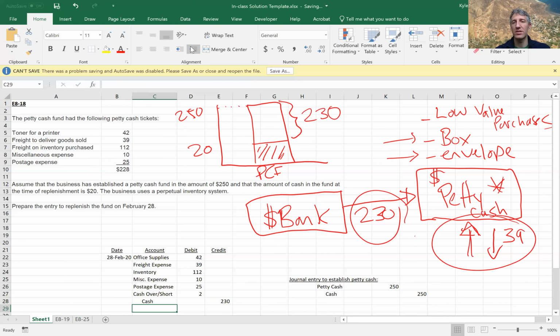So these transactions that happen over here don't get recognized in the GL until you replenish petty cash. And when you're replenishing petty cash, you have to go to the bank to withdraw that money to put it into either the box or the envelope or wherever the custodian keeps it. So that is problem E8-18.